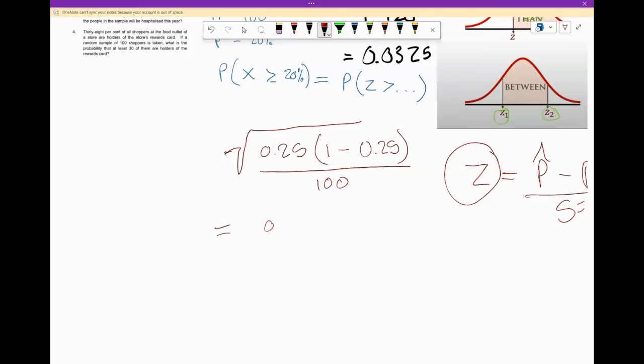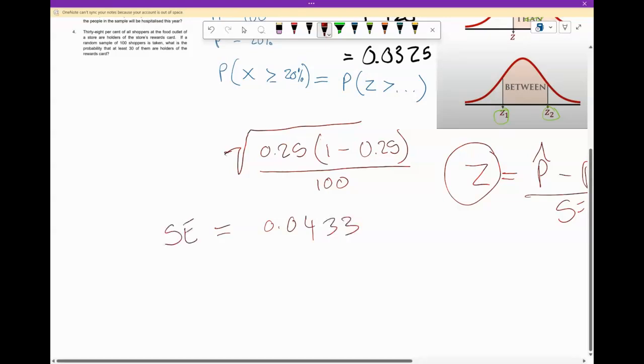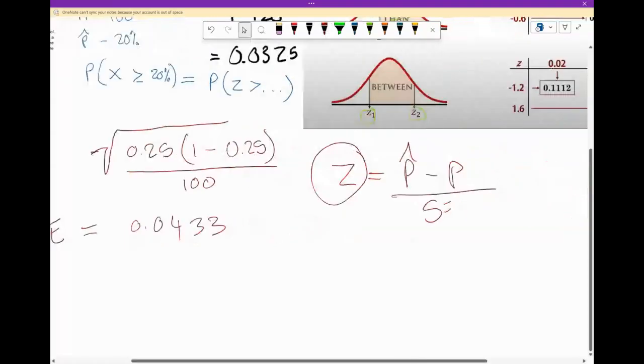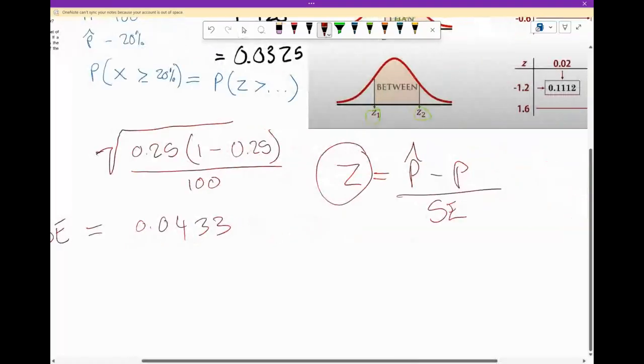You are saying that that is equal to 0.0433. Okay, now we have our SE. Now we can solve for Z.